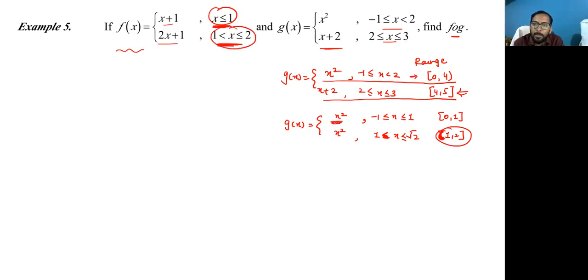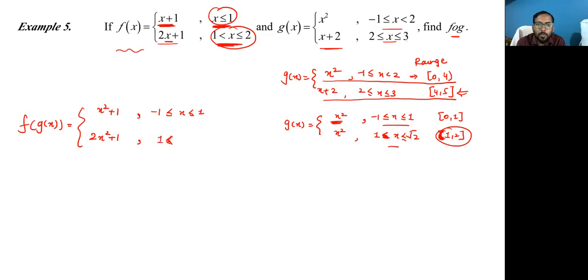Now we can replace this x with x square for this domain, and x square in this part for this domain. So f of g of x equals x square plus 1 for x belongs to minus 1 to 1, and 2x square plus 1 for x belongs to 1 to root 2. This is our answer.